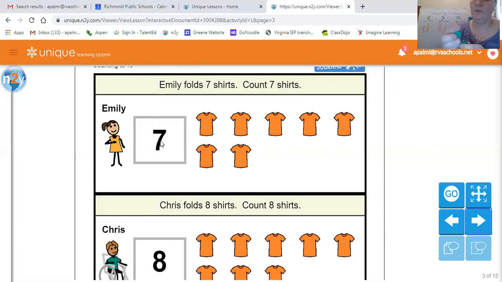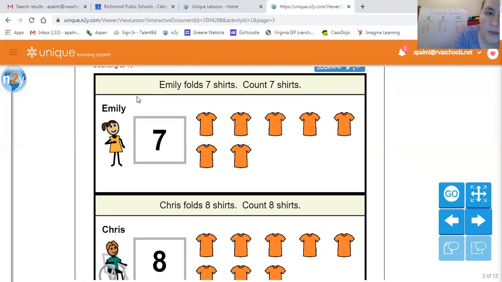1, 2, 3, 4, 5, 6, and 7. All right. So my friend Emily, let me fix these so they don't fall over, sorry. My friend Emily has 7 shirts. So she has 7 green blocks in her stack, okay?